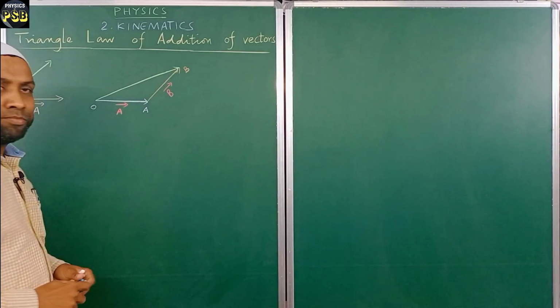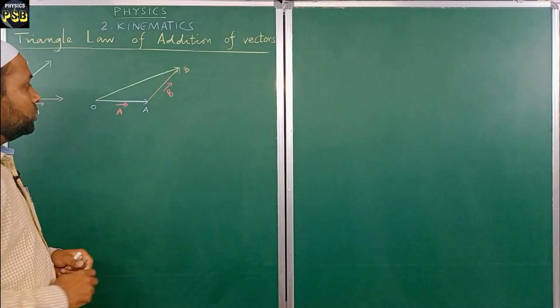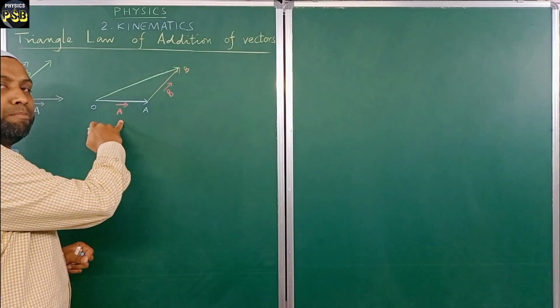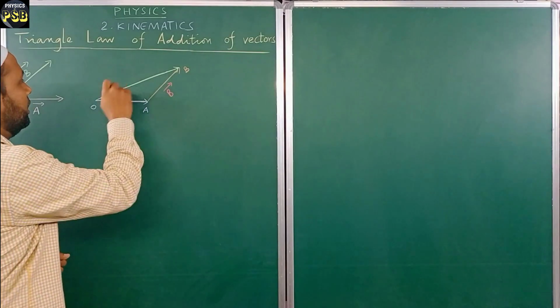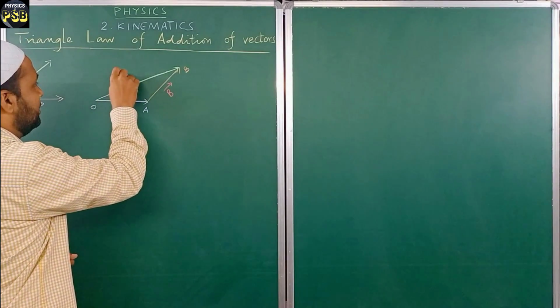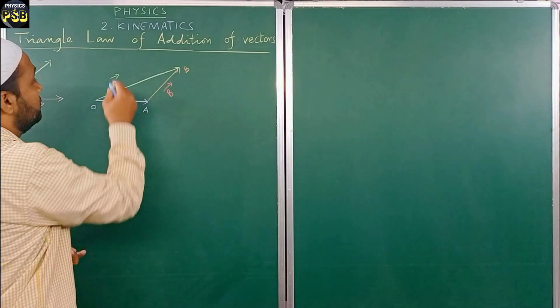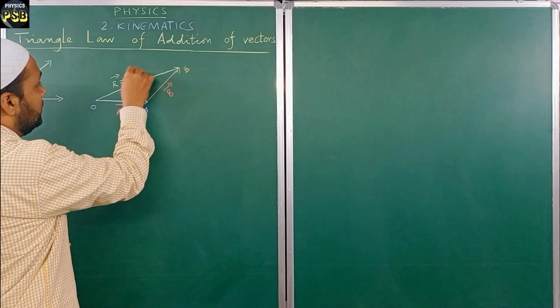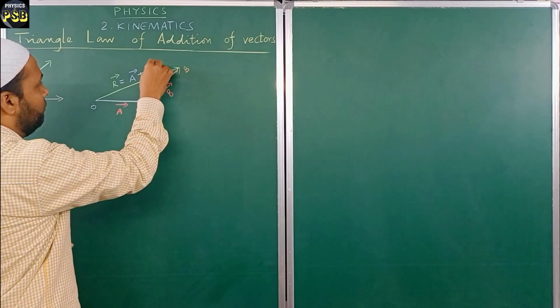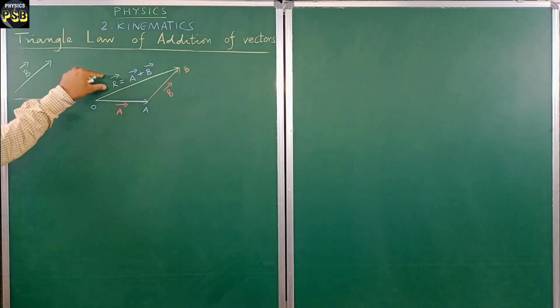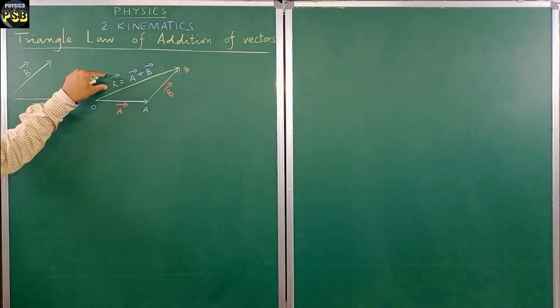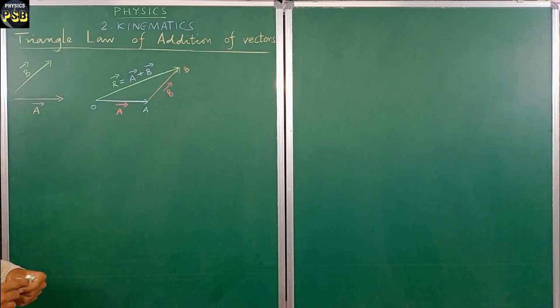Now this line has a length equivalent to the magnitude of A plus B. Clear? So I name this one the R vector. This resultant vector is named the R vector, which is equal to A vector plus B vector. Now I will find out the magnitude of the resultant vector. Then after doing so, I will find out its direction. Clear? Now let's do it.